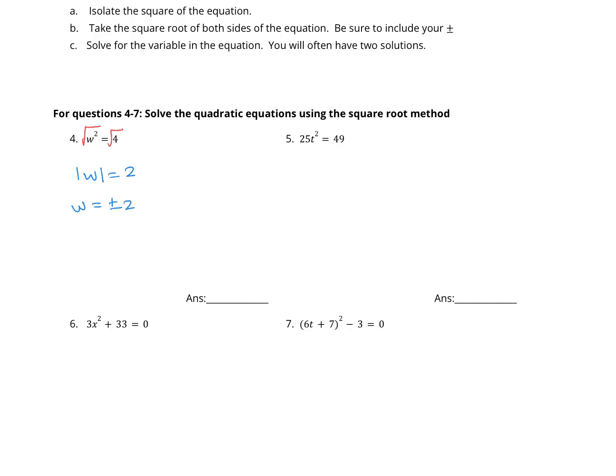And what we usually do is bypass that middle step and just put the plus or minus onto the answer when we take the square root of both sides. So for the first equation, we get negative 2 and 2 for our two solutions. For the next equation, you will notice that the square has not been fully isolated. So we'll divide both sides by 25 first.